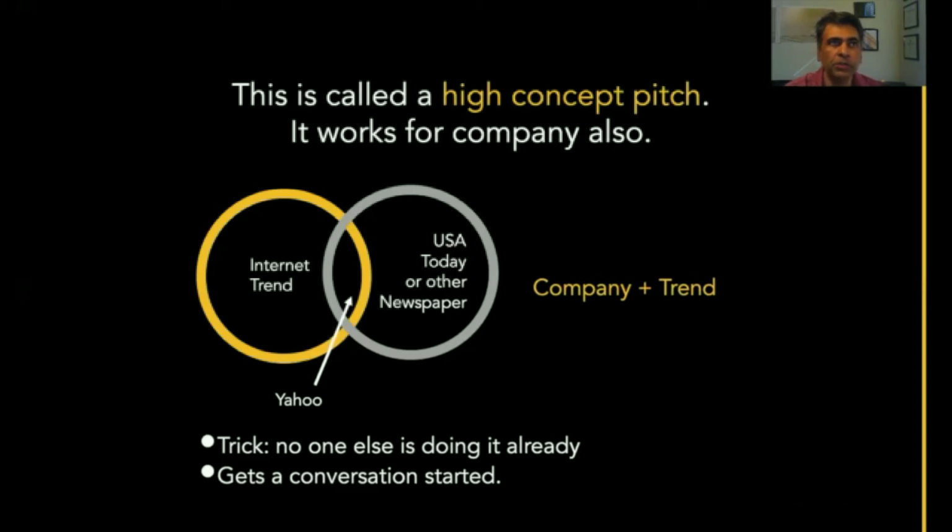Okay, so let me introduce you to one way that people think about concepts. This is called a high concept pitch, and it basically means you take something that already works in the world, like for example, the idea of a newspaper, and you combine it with something that might be a new trend or a new technology or something that's changed in the world. In this case, I'm going to say when the internet was becoming popular and newspapers were in print, the intersection of those two things is a concept. And you can see that actually turned into the company Yahoo, where they took the idea of a newspaper and combined it with the idea that it could be presented over the internet. And there you have a version of the company.